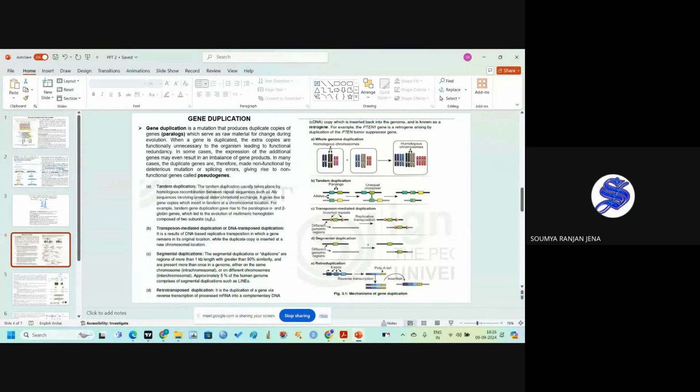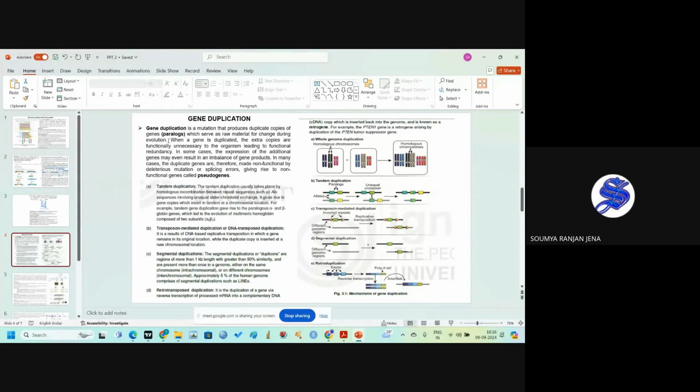Then we go to gene duplication. Duplication is a mutation that produces duplicate copies. One copy is there, then another copy is formed. These duplicate copies of genes serve as a raw material for change during the evolutionary process. If suppose X gene is there, and X gene gives rise to a Y protein, which is the building block of our body.